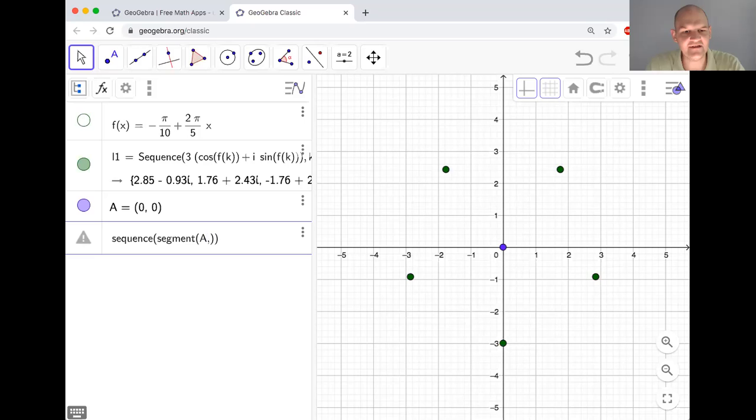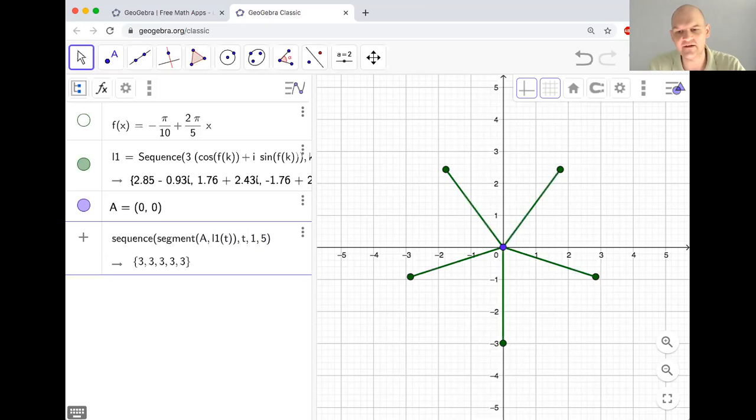I want the segment from A to L1 of T, where T goes from 1 to 5. That's a little weird, right? What that is doing is L1 of 1, which is the first element of list 1, and then L1 of 2, which is the second element, and so on, like 3, 4, 5. If I change it and just go 3 here, you can see it does the first element, the second element, the third element, and then it stops. If I do 4, I go to the fourth. If I do 5, I go to the fifth.